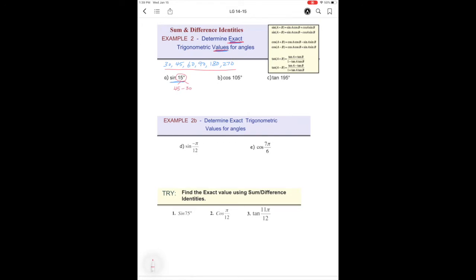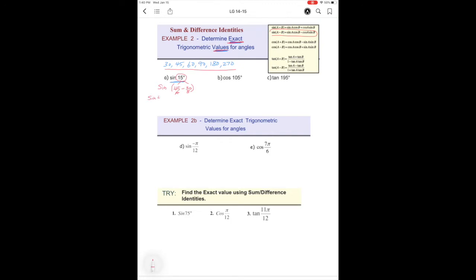I can go 45 take away 30. I know that equals 15. Or you can do 60 take away 45. It doesn't really matter. I'm going to use 45 take away 30. Now, looking at this sign, it's a minus b, and I look up here, and I know I'm doing this one right here, because there's my a and there's my b. So I write it all out.